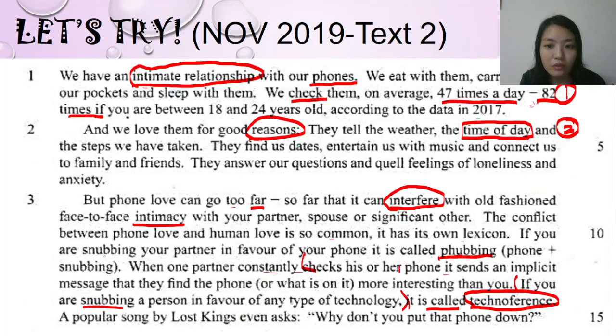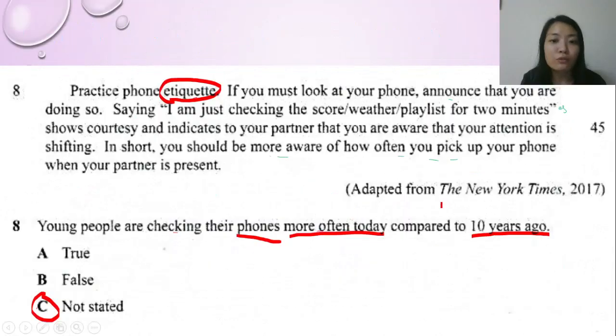Because you're saying that it's more interesting than you. So this whole idea here is saying that you prefer to look at the phone than to talk with the person. All right. So this is called fubbing. Phone and snubbing, and then it is called technoference. So again, this whole section here is also known as technoference. This whole thing refers to technoference actually.